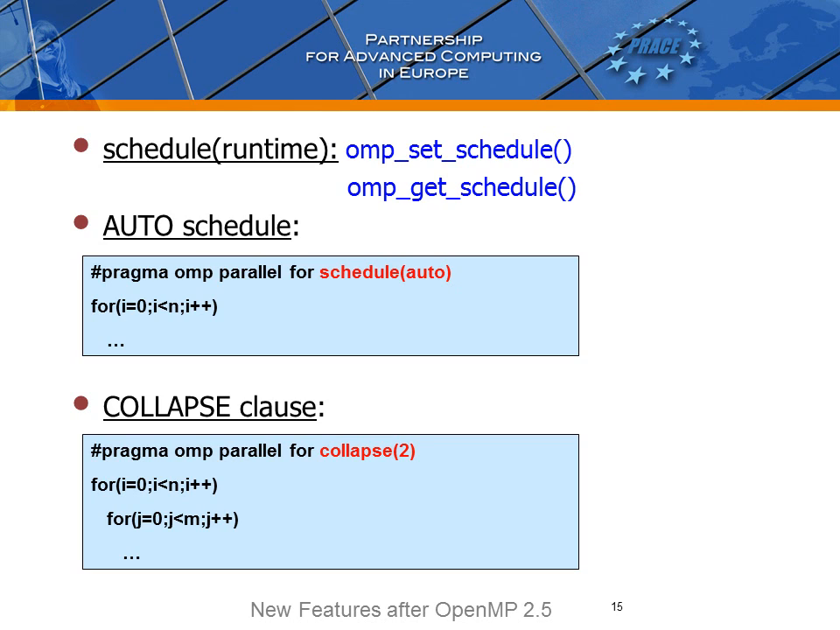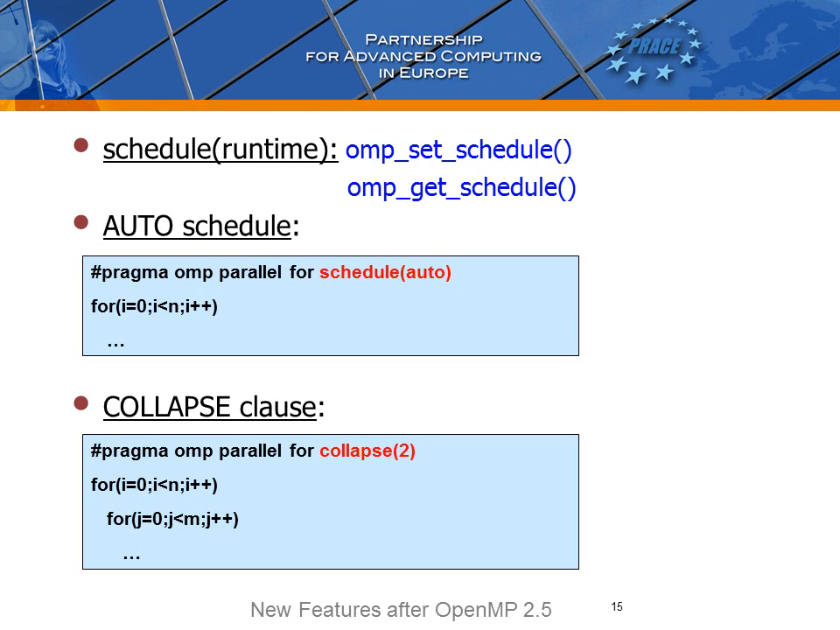It gives implementation freedom to choose the best mapping of iterations to threads. The compiler or runtime system decides what is best to use. It could be implementation dependent.